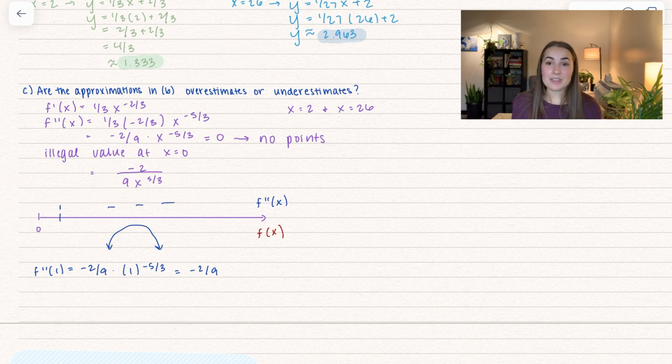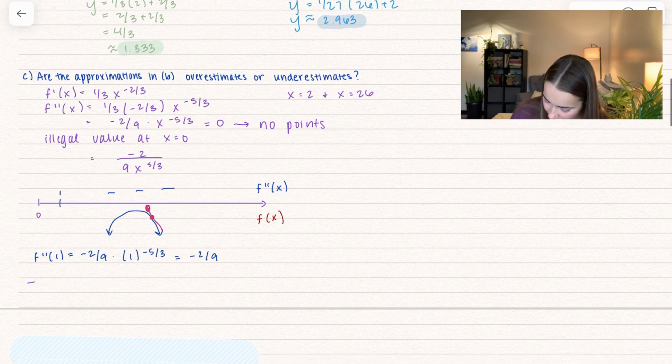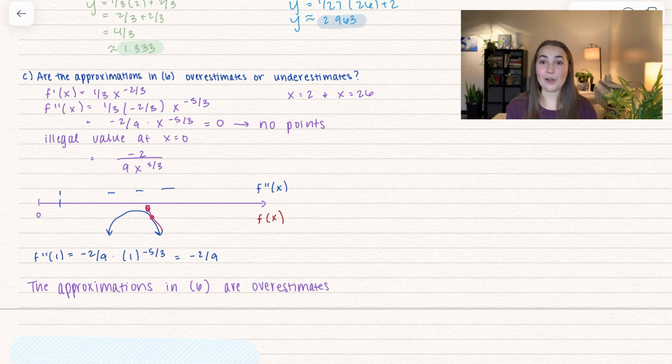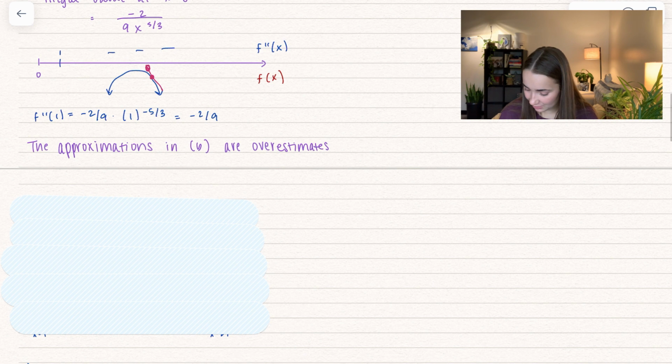If you forget what the concavity tells you, you can always just draw a picture. It's really great to make a visual example. So in our case, we could just maybe draw a little tangent line right here. And now I can tell I'm going to be an overestimate, right? So this tells me that the approximations are overestimates. So let's go ahead and actually see what this looks like with the actual graph.